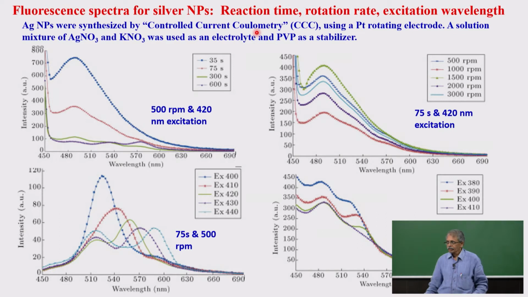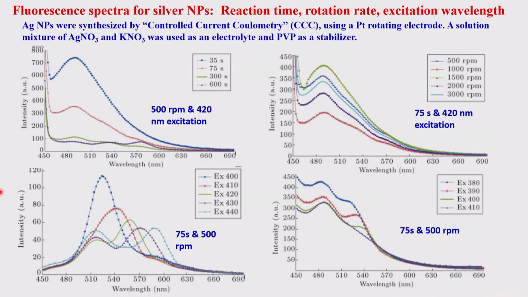But assume that yes, we know that it is made, but you can make it by using different kinds of control parameters. For example, the rotation rate. In the coulometry, you are rotating, stirring the solutions. That stirring rate you are looking at. Reaction time, how long that is given, and what is the excitation wavelength. So all of these parameters influence.